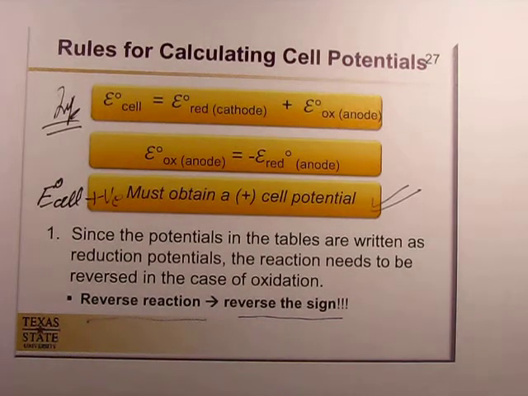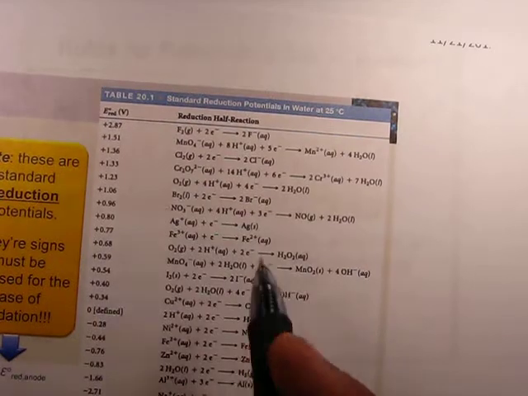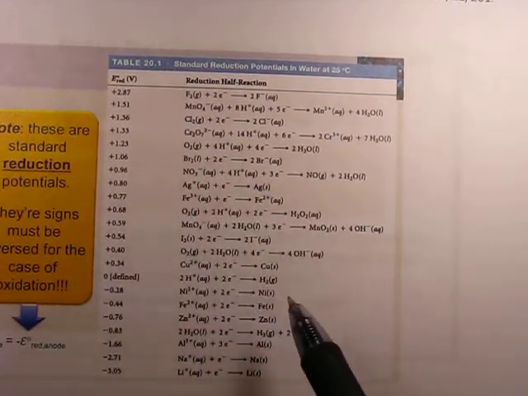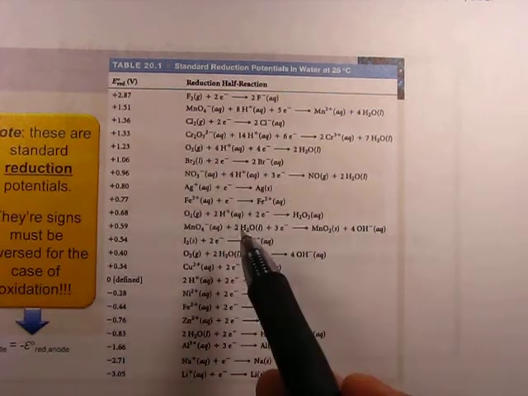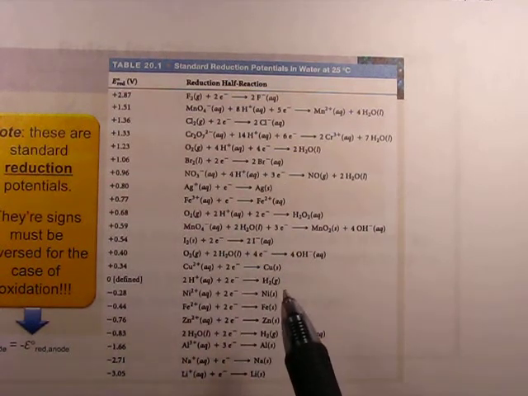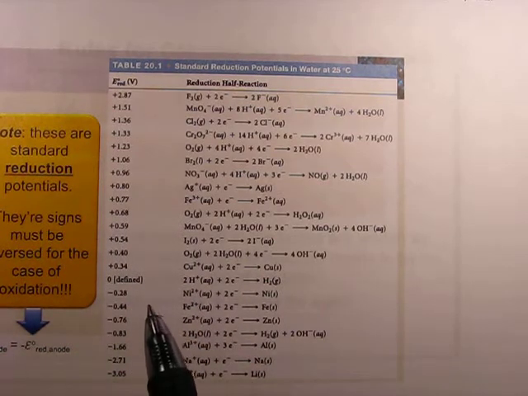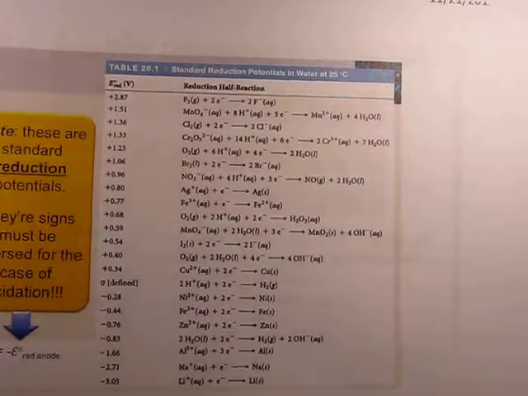So basically they are talking about this table. In this table you can see all the potentials are written as reduction potentials, and if we have to convert any one to an oxidation potential we have to change the sign. Plus will become negative and negative will become plus.